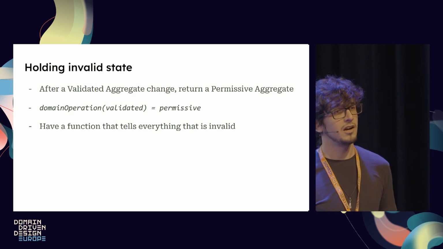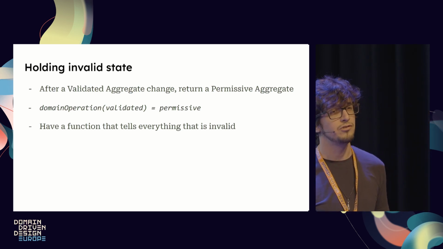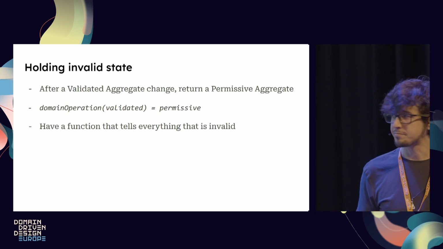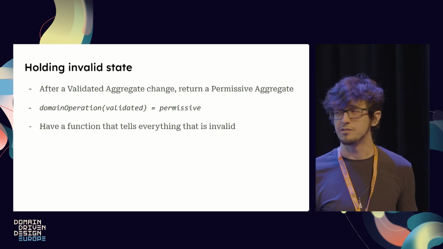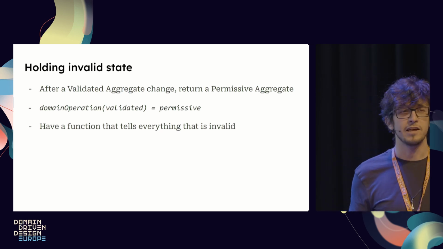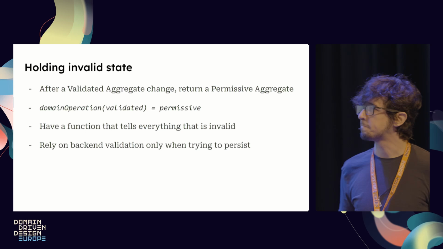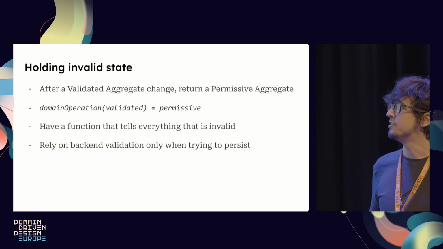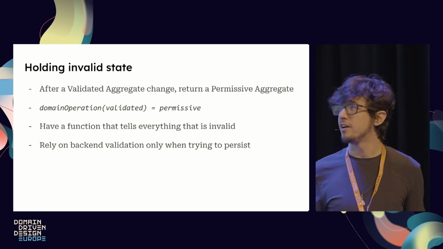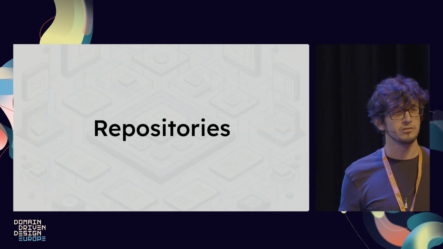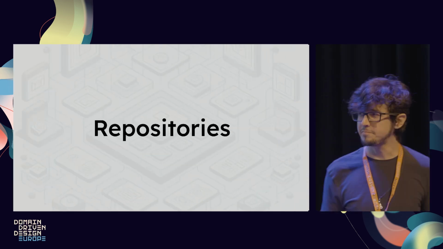Sometimes you get an error back from the backend, and you need to save it somewhere inside some object, and you can put it inside the permissive aggregate as well. Just make sure that you don't access that property of that object directly. Use that getErrors function for that. And then rely on the backend validation only when you're trying to persist. And since we're talking about persistence, it leads us to talk about repositories.